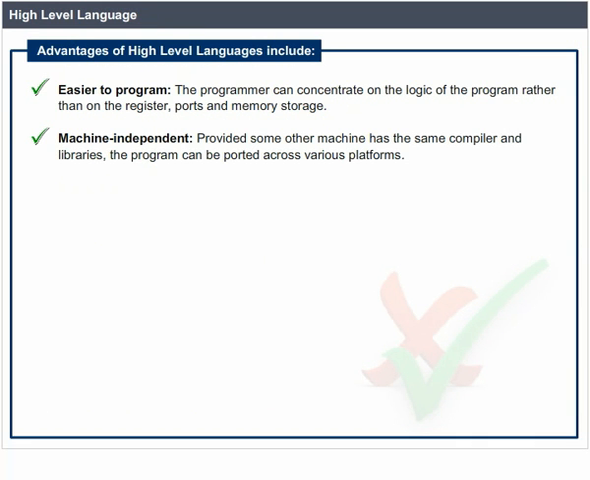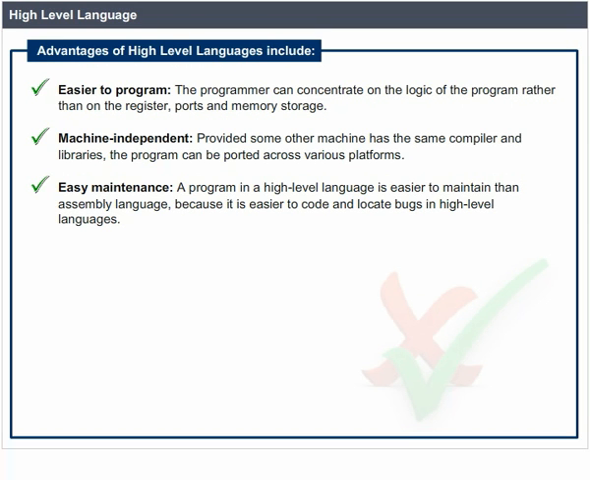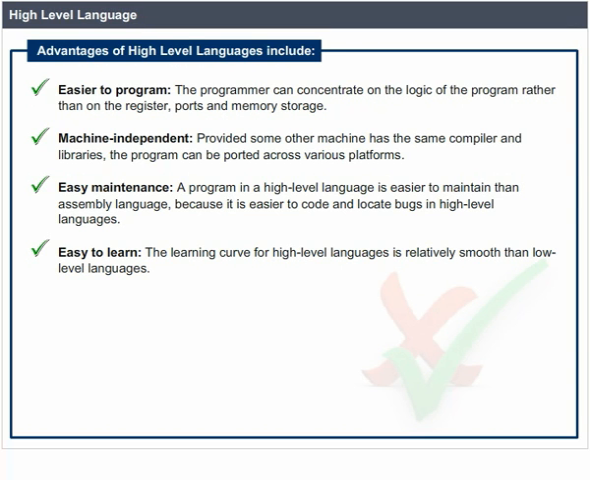Machine independent. Provided some other machine has the same compiler and libraries, the program can be ported across various platforms. Easy maintenance. A program in a high-level language is easier to maintain than assembly language because it is easier to code and locate bugs in high-level languages. Easy to learn. The learning curve for high-level languages is relatively smoother than for low-level languages. Other than this, high-level languages are more flexible and can be easily documented.